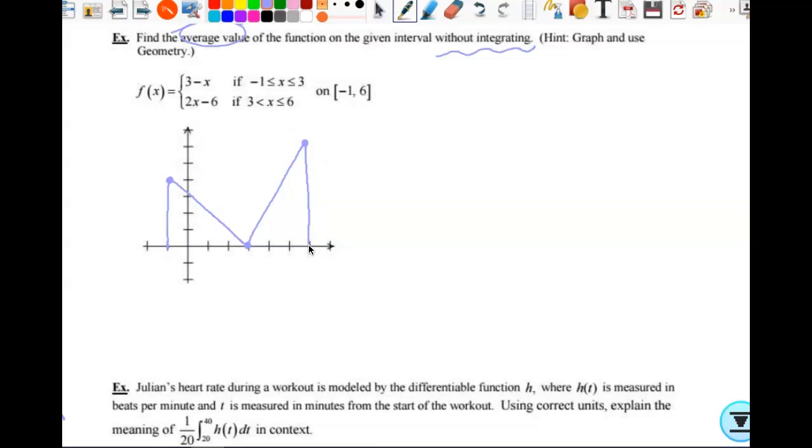All right, so I'm going to use this as 2 different triangles here. So 1, 2, 3, that's 4 times 4 divided by 2, which is 8. And then I have 1, 2, 3 times 6 divided by 2 is 9. I know, it's the hard questions that get us every time, right? Okay, so we want the average value, okay, that's going to be equal to 1 over 6 minus a negative 1 times the integral from negative 1 to 6 of f of x dx.